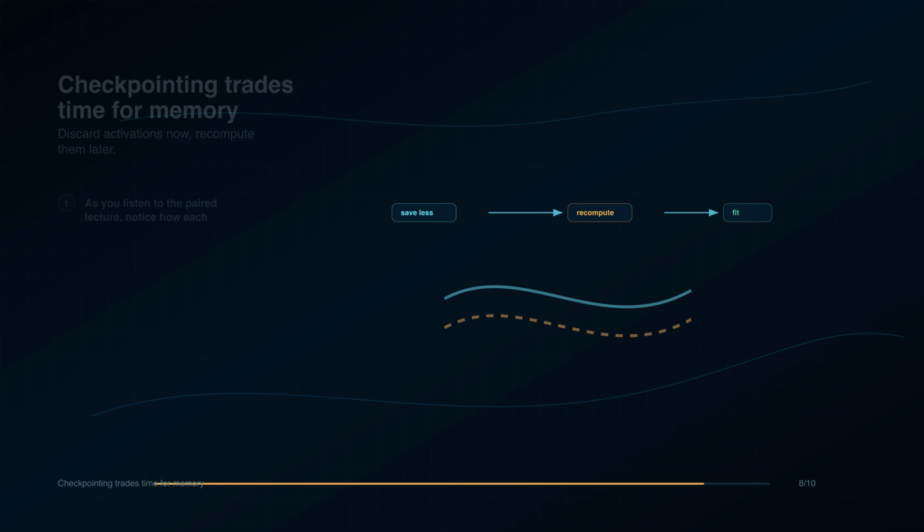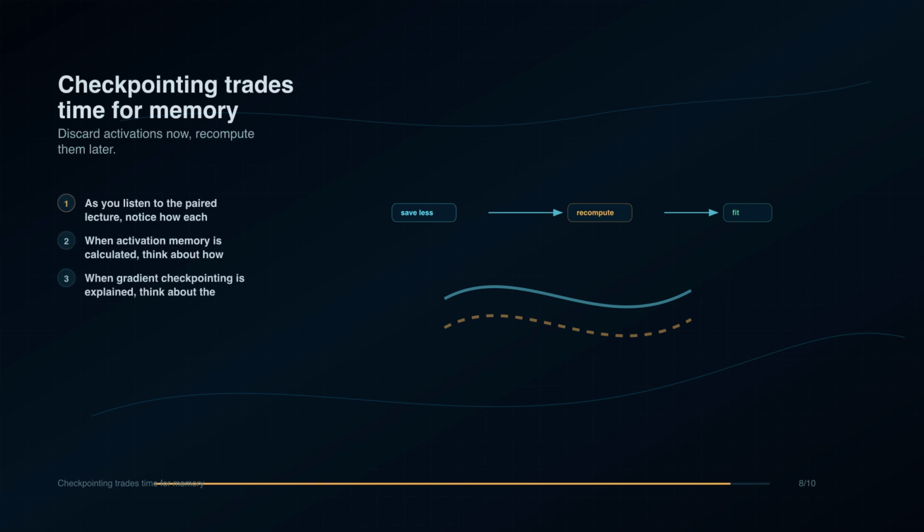The paired lecture will explain these techniques, and your task is to understand not just the mechanics, but the reasoning behind them. As you listen to the paired lecture, notice how each technical detail reflects a resource constraint. When activation memory is calculated, think about how sequence length and batch size were chosen. When gradient checkpointing is explained, think about the memory compute trade-off and where checkpoints should be placed. When arithmetic intensity is discussed, think about which operations are memory-bound and how that affects hardware utilization. The paired lecture provides the formulas. This understanding provides the context for why those formulas matter.